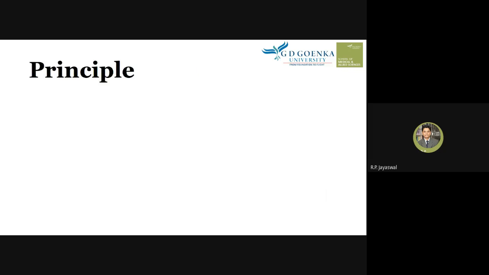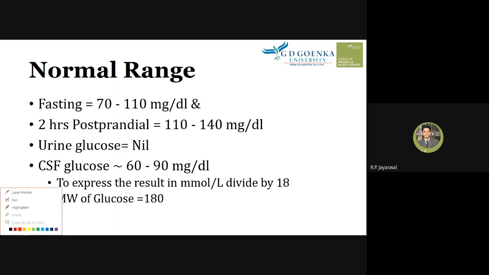So it depends on the laboratory. If you have the value in mg per dL and you want to convert it into millimole per liter, this is the formula given: we need to divide by 18. When you divide by 18, we get the value in millimole per liter. And the molecular weight of glucose is 180. You need to remember this, as it can be asked in the viva sometimes.